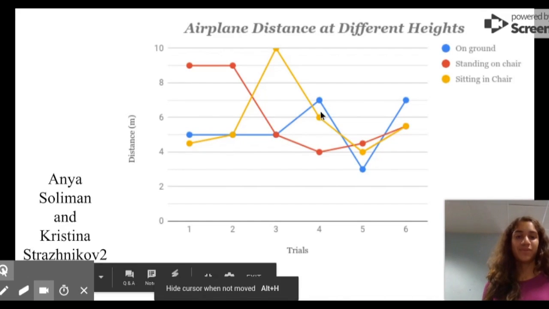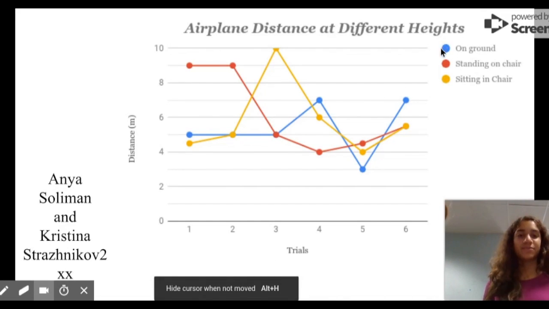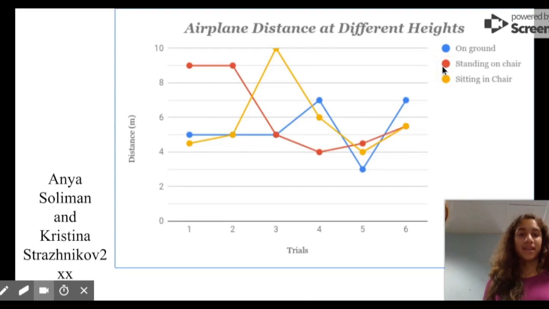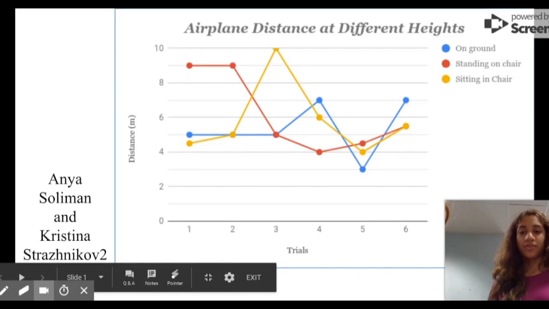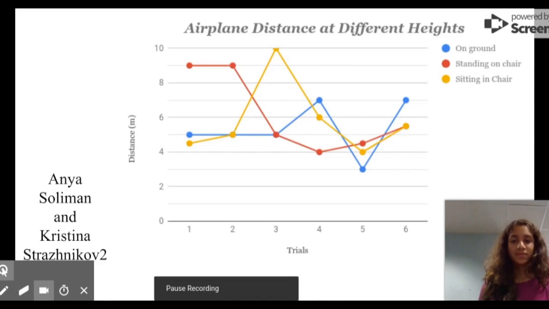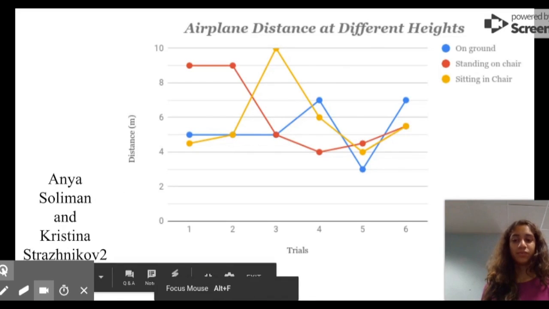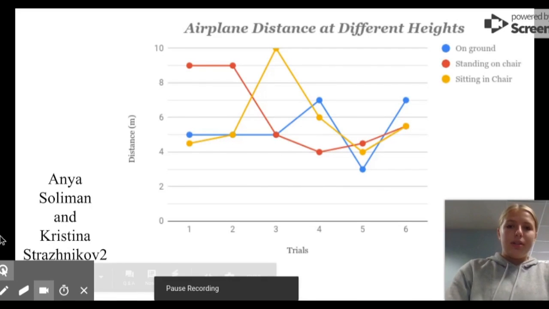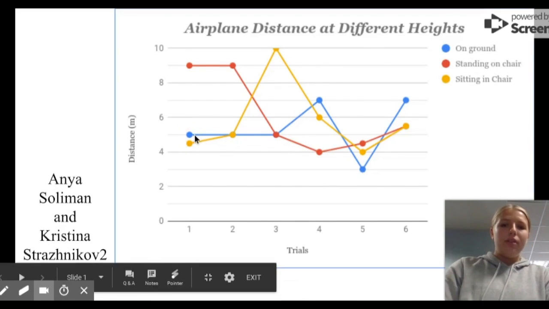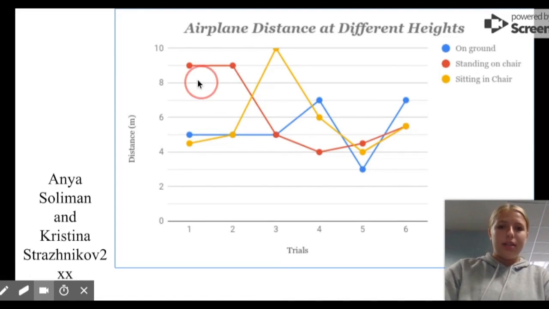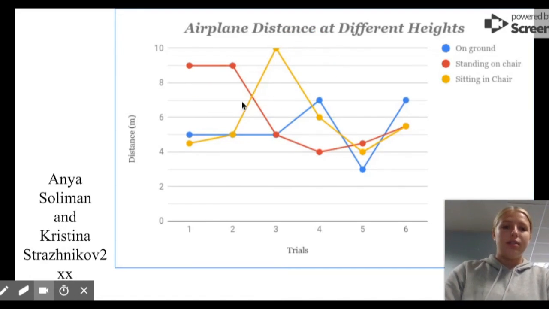Our measured variable was height, and our three variables were standing on the ground, standing on a chair, and sitting in a chair, which are represented on the graph as blue, red, and yellow. We measured the distance the plane flew. That was measured in meters, and on the ground the numbers were pretty consistent, but standing on a chair and sitting in a chair, they were not consistent because there were several outliers.